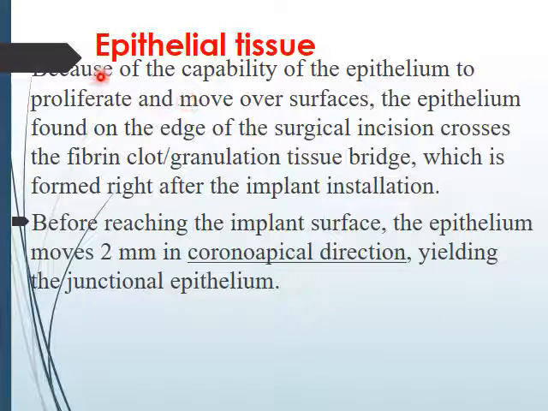Epithelial tissue. Because of the capability of the epithelium to proliferate and move over surfaces, the epithelium found on the edge of the surgical incision crosses the fibrin clot and granulation tissue bridge, which is formed right after the implant installation. Before reaching the implant surface, the epithelium moves 2 millimeters in a coronoapical direction, yielding the junctional epithelium. So the junctional epithelium is formed around the dental implant.